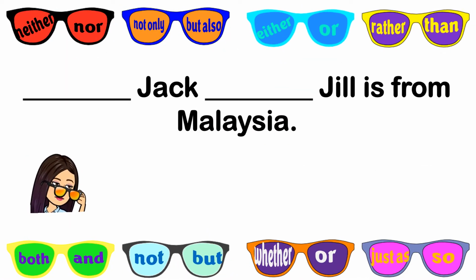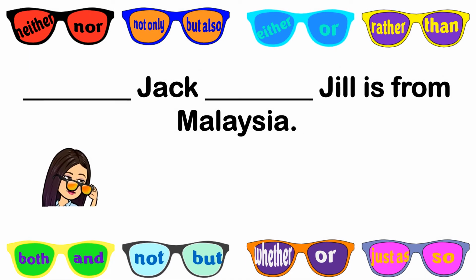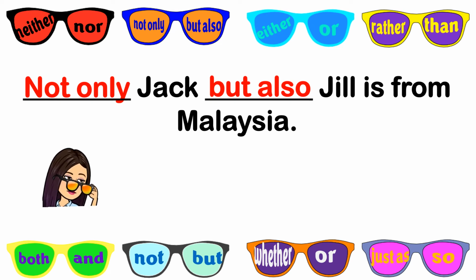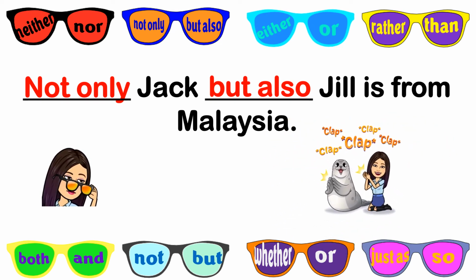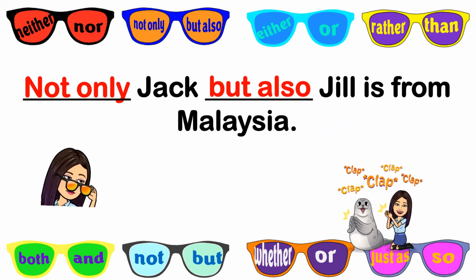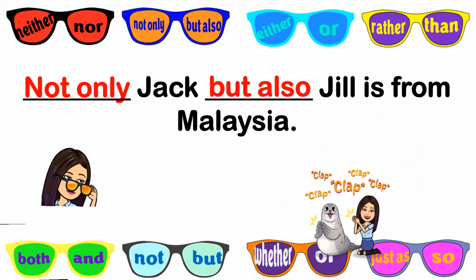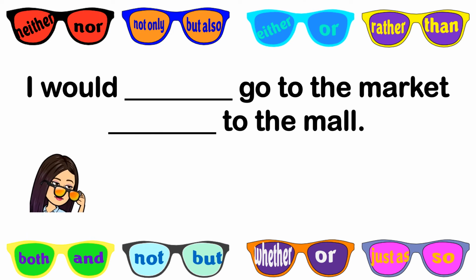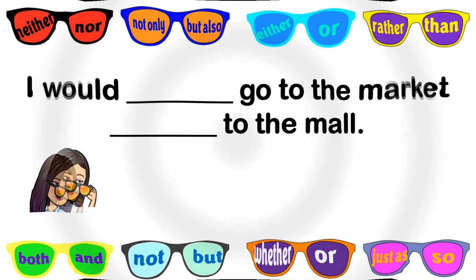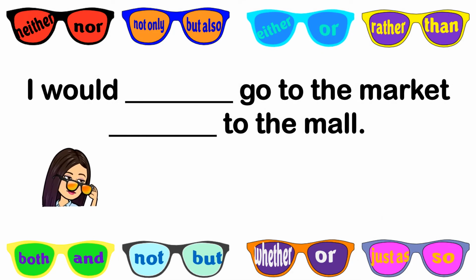Blank Jack, blank Jill is from Malaysia. And the correct answer: not only Jack but also Jill is from Malaysia. I would blank go to the market, blank to the mall. The correct answer is, I would rather go to the market than to the mall.